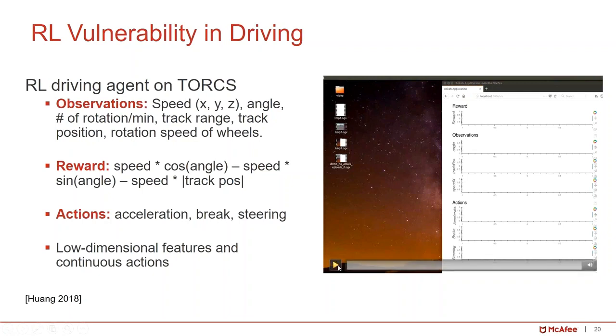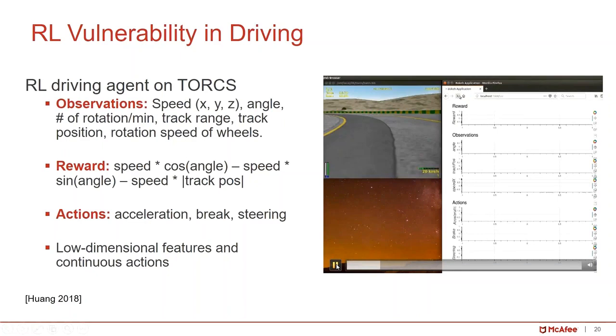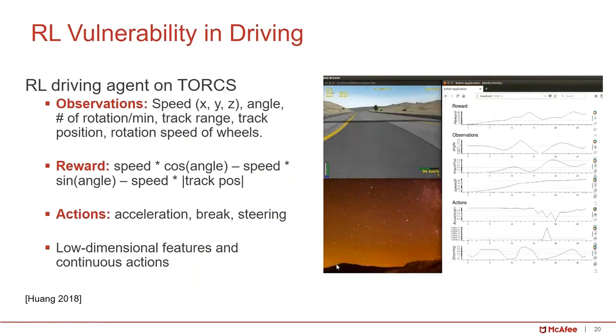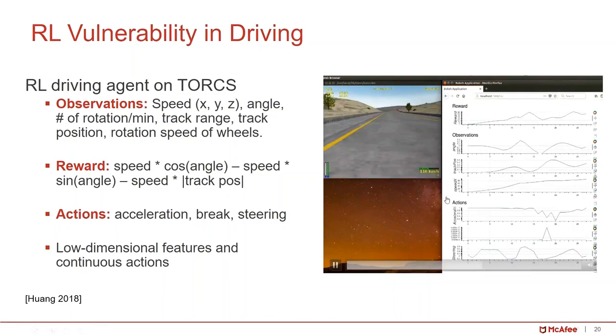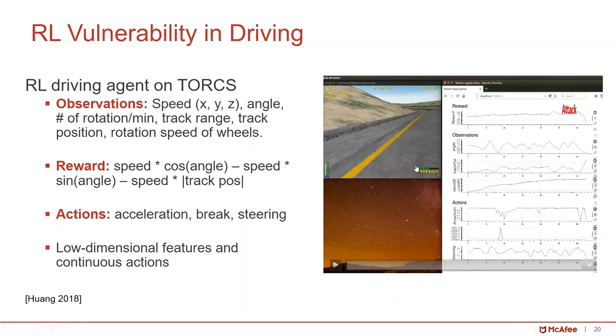This is a video to show how an RL engine, a reinforcement learning engine, can learn by itself to drive, and then when the attack happens, it will impact the driving policy and cause it to go off the track. You can see the reward function originally growing when it's on the right track, and then when the attack happened, the reward function dropped significantly, and then the car drove off the track.